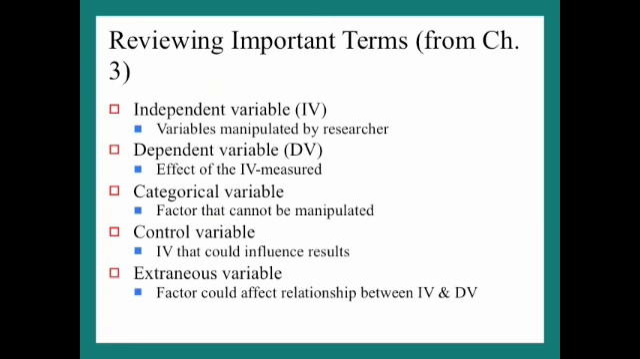I want to review a few important terms. This is back from chapter 3, but I've already said these a few times, and I want to make sure that we're perfectly clear on these. Independent variable. Again, a variable can be weightlifting, so that's very broad. It's a variable that is manipulated or changed by the researcher.